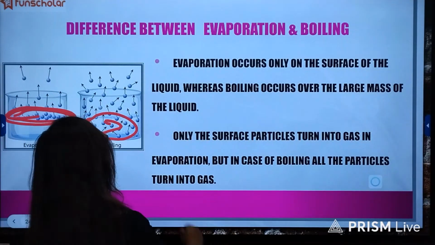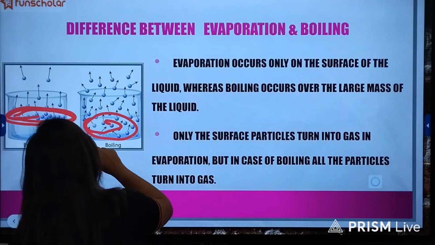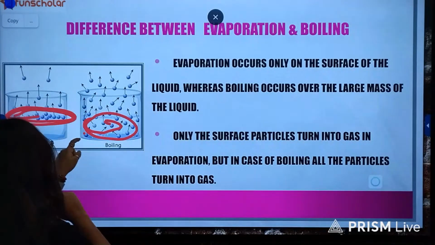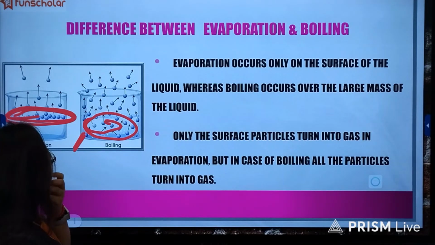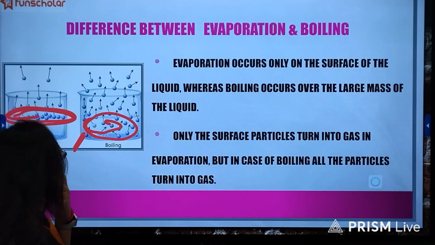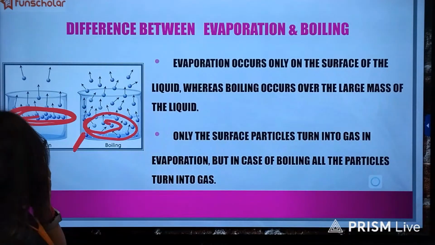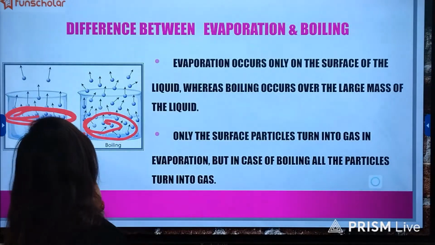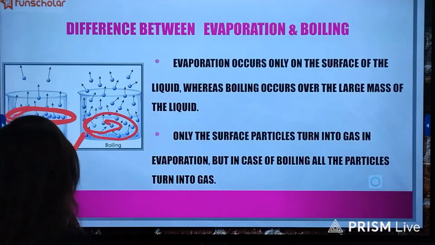In evaporation, only the surface particles of the liquid are changing into gas. But in boiling, it can happen from any corner. If there is a molecule in some corner, boiling can happen from that particular corner, because boiling can happen from any corner or any side of the liquid substance. But evaporation can only happen from the surface particles of that substance.